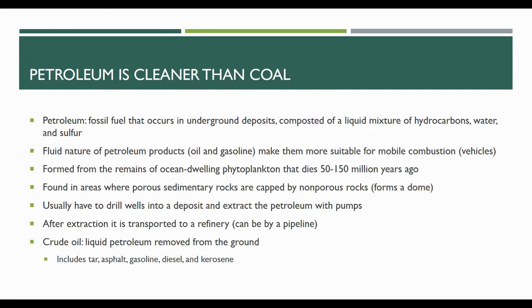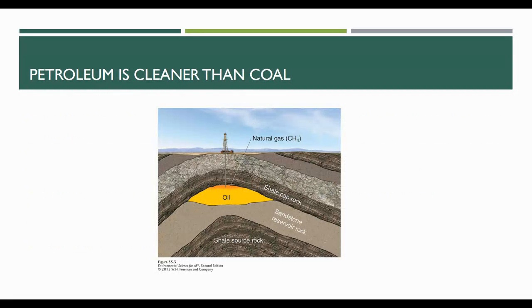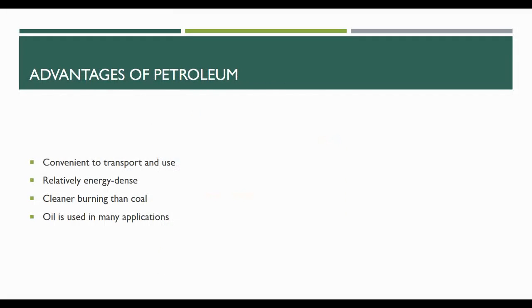And then crude oil is the liquid petroleum that's removed from the ground. And that's going to include tar, asphalt, gasoline, diesel, and kerosene. That is a picture of where we find petroleum. You can see that teeny tiny drill on top going all the way down. We have a little bit of natural gas on top here and the oil below. So they're going to drill past all of that to get to the oil and extract it and get it where it needs to go for refinement.